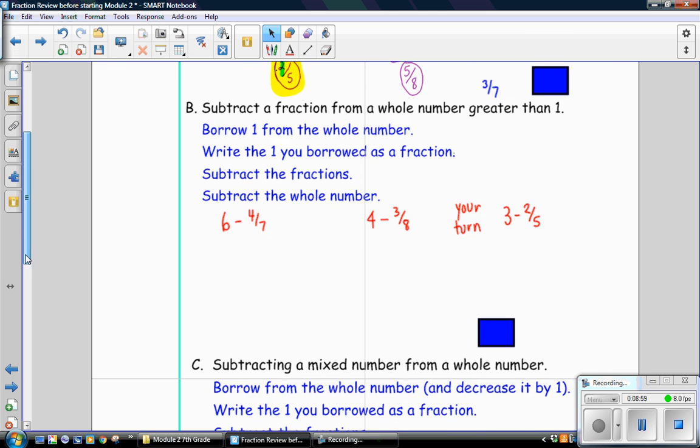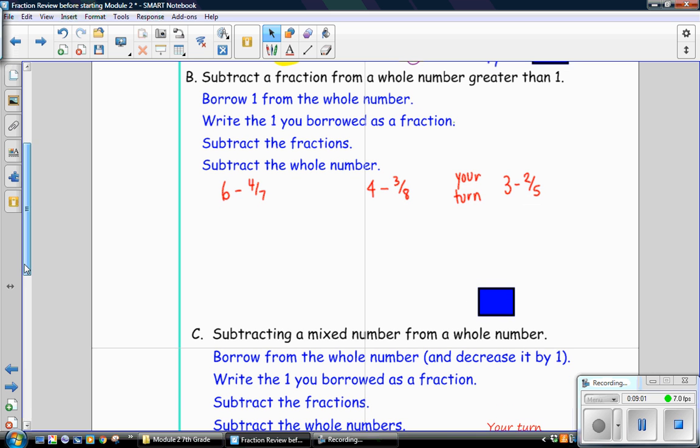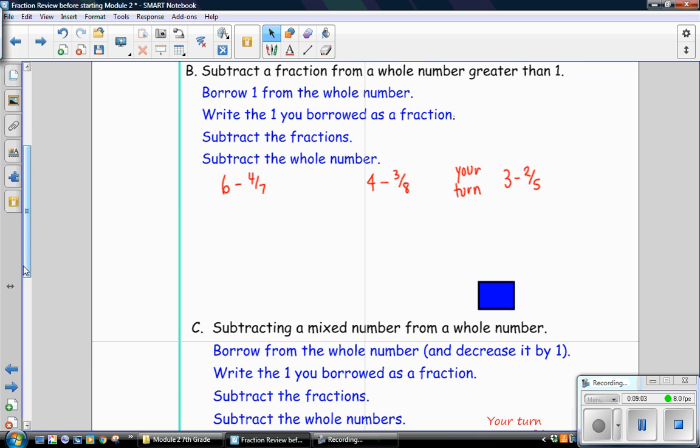In this next section, subtract a fraction from a whole number greater than 1. So we will need to borrow 1 from the whole number. Then you'll write the 1 you borrowed as a fraction, you subtract the fractions, and then you subtract the whole numbers.